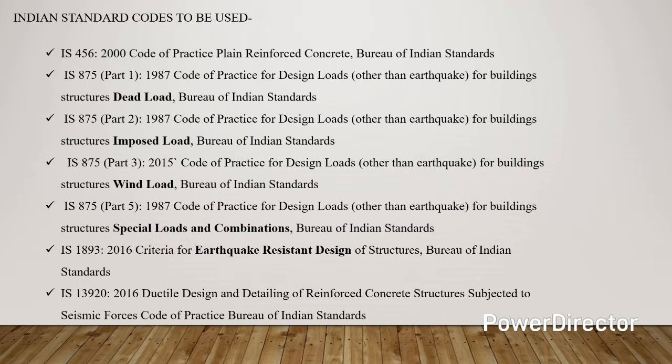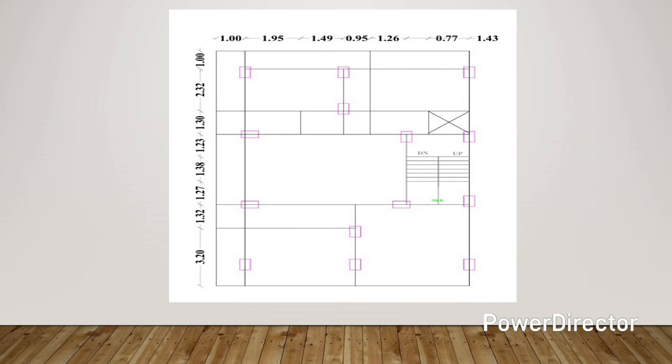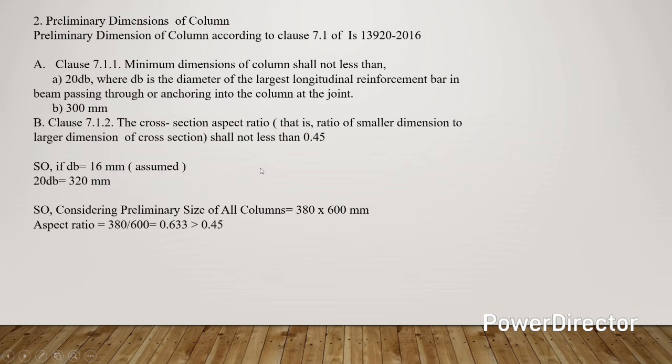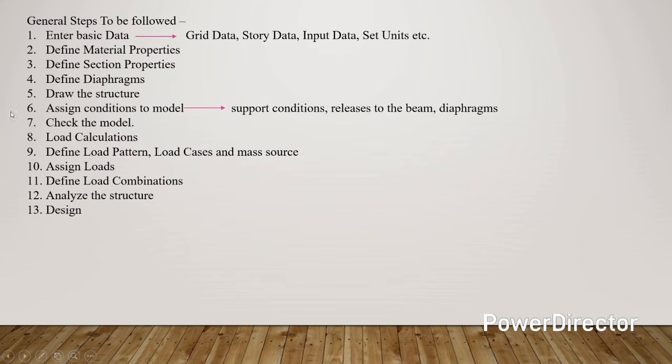So we have completed part 1 and part 2 of the ETABS tutorial series which we have started. We completed the complete modeling of the structure in part 1, in which we saw some important clauses of IS 456 and IS 13920 2016. In part 2 of the video, we fully concentrated on step number 6, that is, we assigned conditions to the model. The conditions included support conditions, releases to the beam, diaphragms, and we have also checked the model.